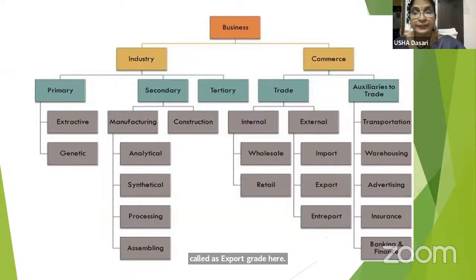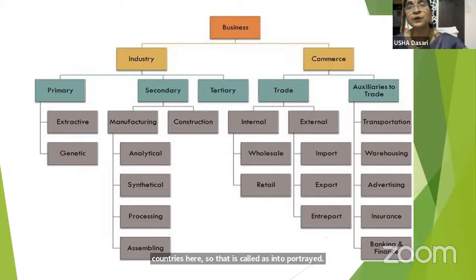The last one is entrepot trade. What do you mean by this here? Sometimes goods are purchased or imported from one country with the objective of selling or exporting them to some other country. That is called entrepot trade. It is done to benefit from the different prices prevailing in those countries. So this is called the first 50% of commerce, which is trade. What is the remaining 50% of commerce?